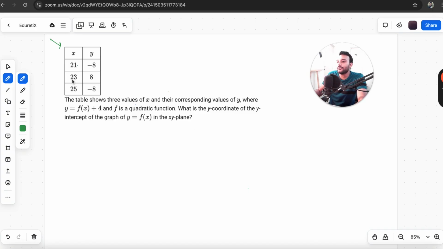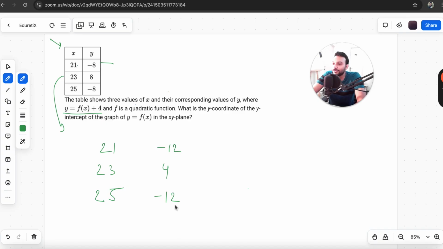So first of all, let's convert this table for y is equal to f of x instead of f of x plus 4. You just reduce the values of y by 4, because from the rules of transformation, you can see that this graph was raised by 4 units. So now the new coordinates become -8. You bring this down, it'll become a -12. At 23, 8, you bring this down by 4 units, it becomes a 4. And then x equal to 25, -8, you bring it down by 4 units, it's a -12.